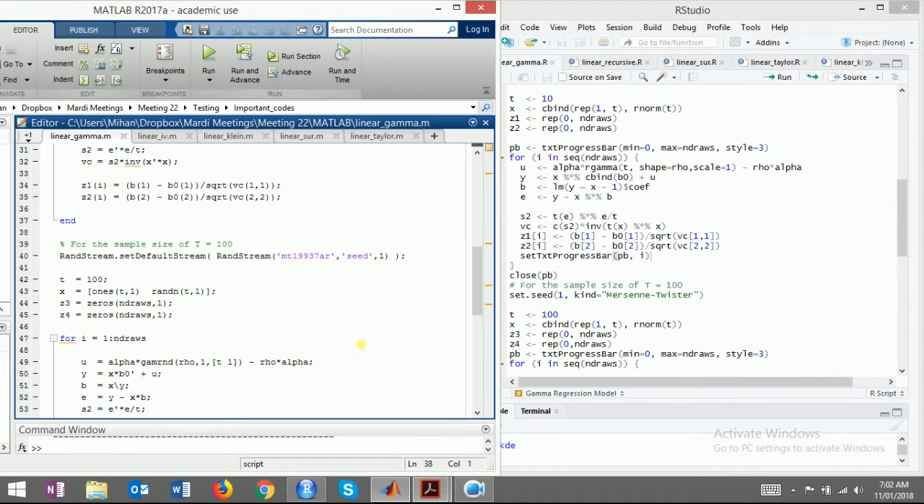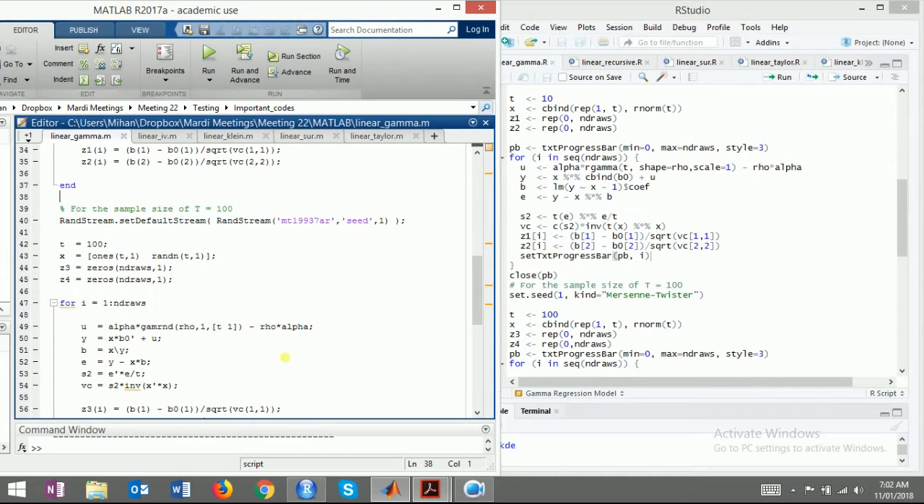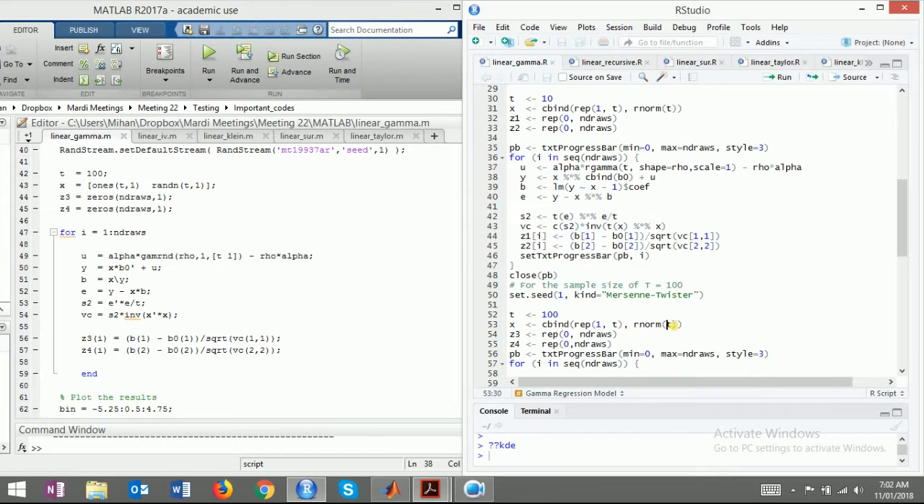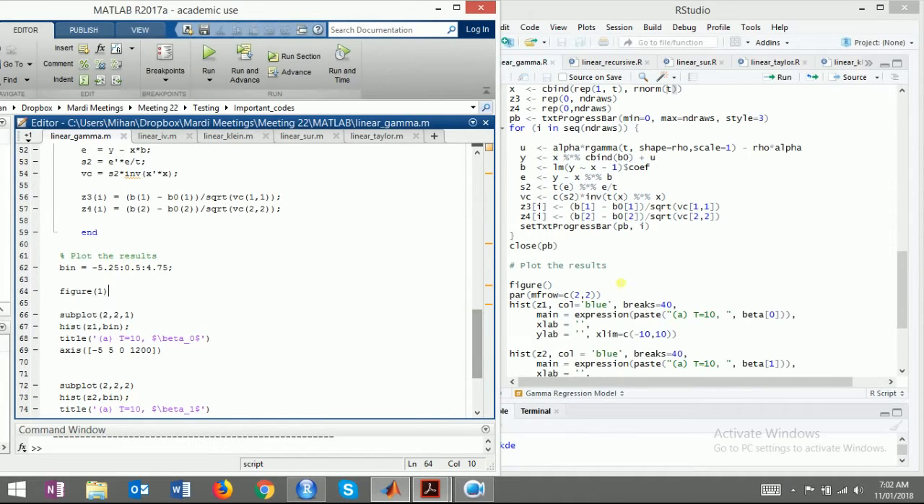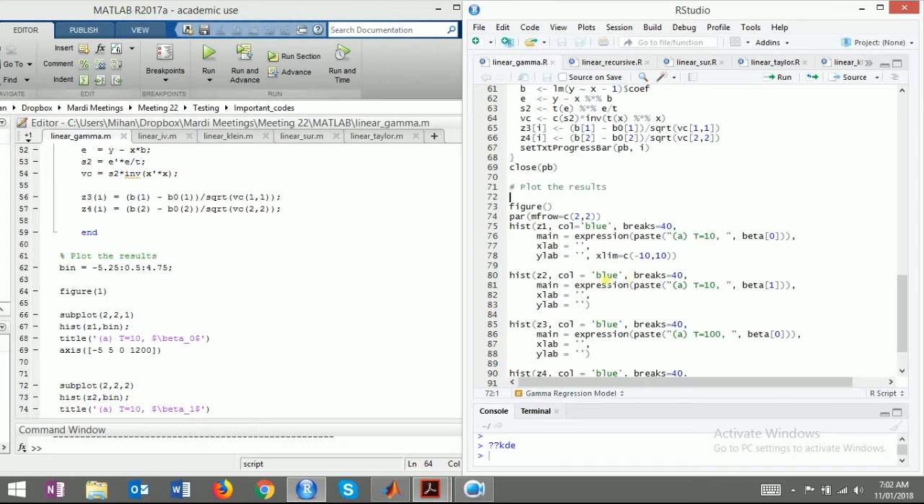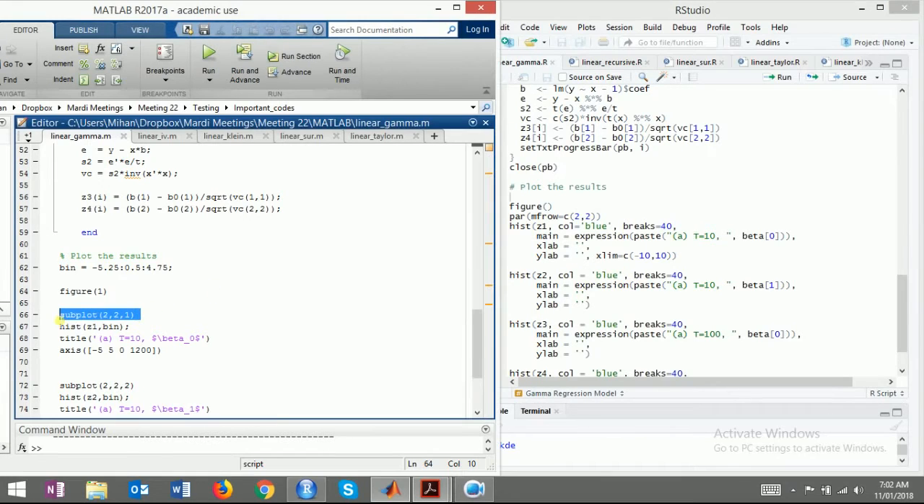Okay, so the progress bar ends here. For T equal to 100, do everything again, nothing changes, plot the results, and simply plot it with subplot.